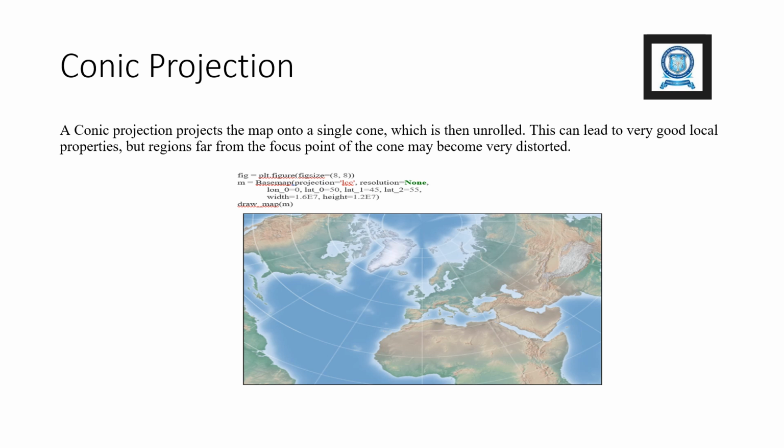Other useful conic projections are the equidistant conic projection and the Albers equal area projection. Conic projections, like perspective projections, tend to be good choices for representing small to medium patches of the globe.